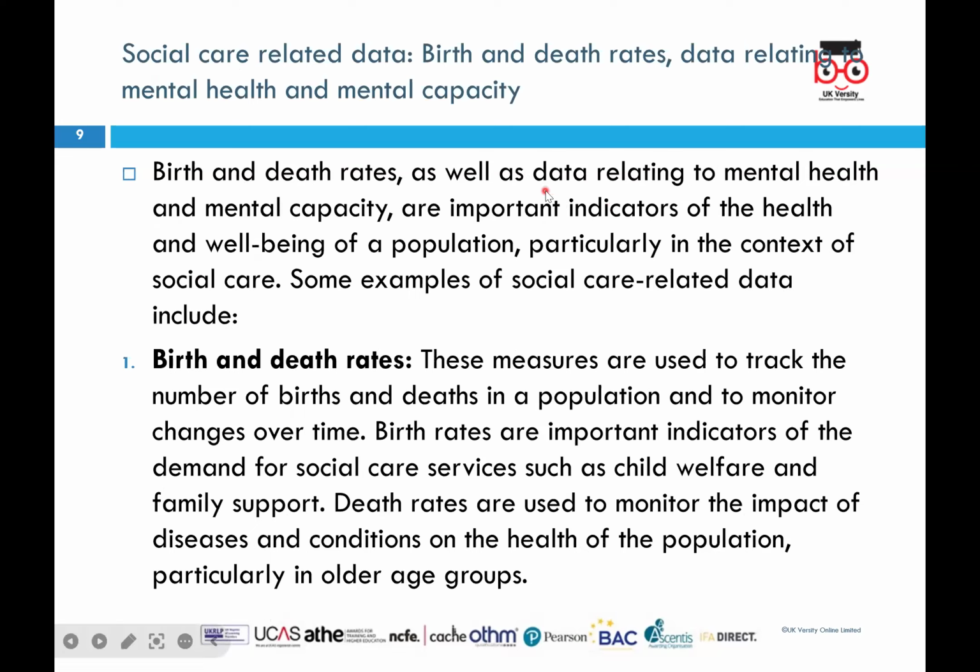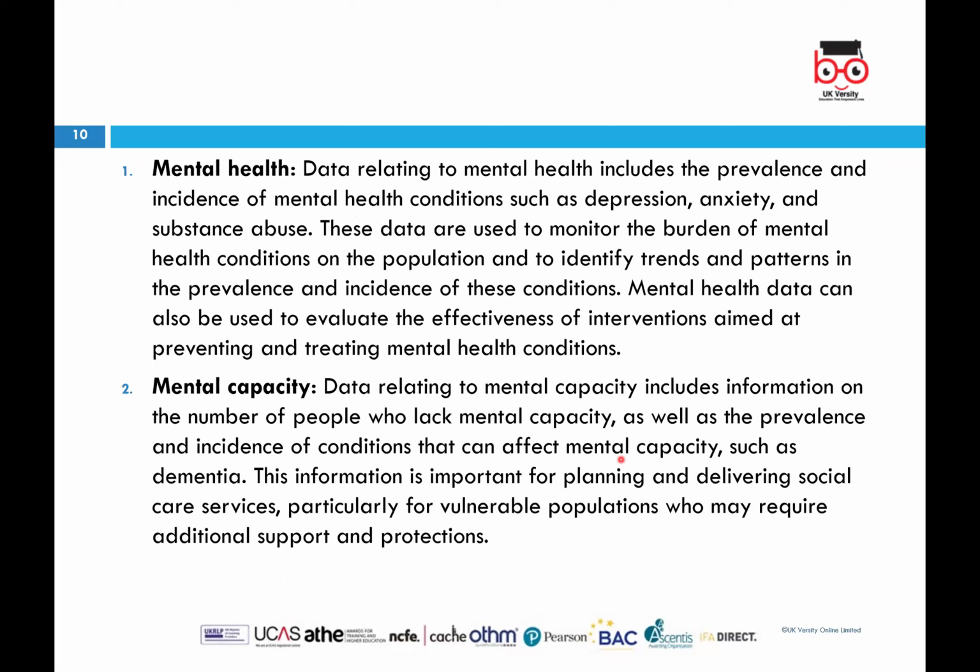We talked about birth and death rates. It's a measure to track the number of births and deaths in a population and to monitor over time. Births are important indicators, so you know where you're going to use your childcare services most. Mental health is very important. Whenever you have mental health data, it can be used to evaluate the effectiveness of interventions. So whenever you're using interventions, your data is always going to be used. Whether it's mental health or, for instance, diabetes screening, your previous data will be the one that you make use of the most.